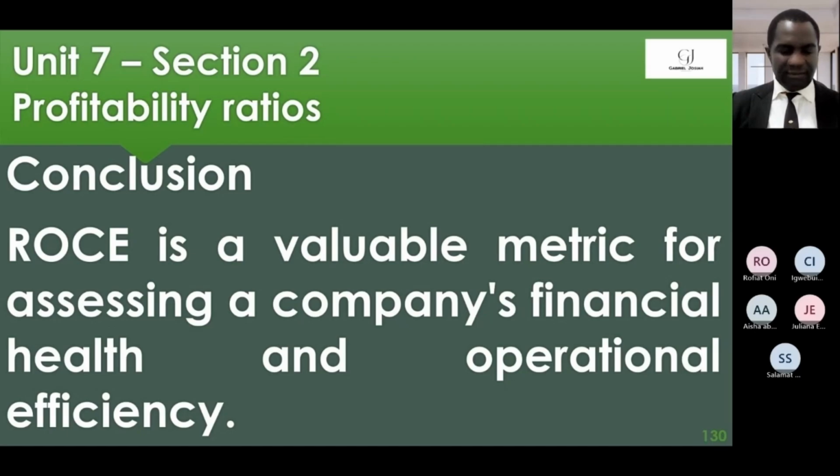So in conclusion, ROCE is a valuable metric for assessing a company's financial health and operational efficiency. It's very important because, looking at those that have injected the company with capital, internal and external, the health and well-being of the company can only be measured by one of the very important profitability ratios, which is return on capital employed. Every venture an investor injects money in wants returns primarily. Aside from sustainability, sustaining operations, you want returns for your investment. So ROCE is a valuable metric for assessing this.